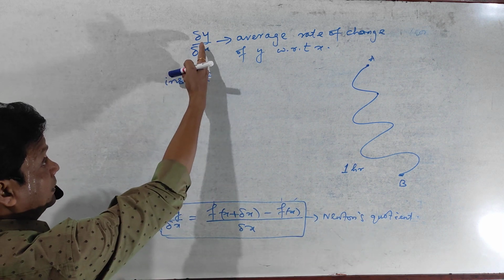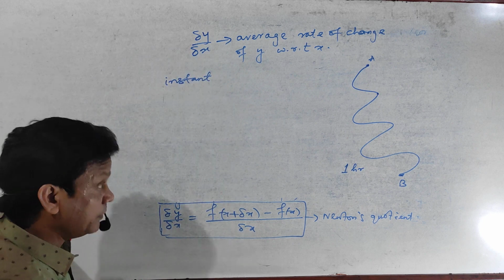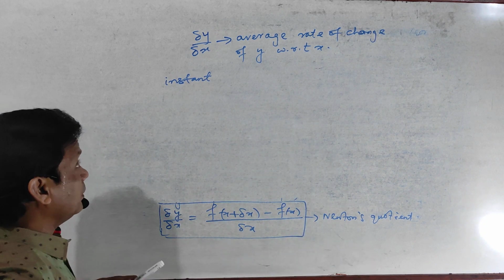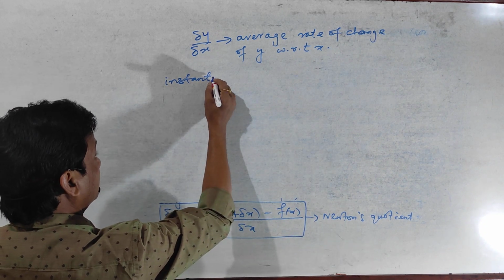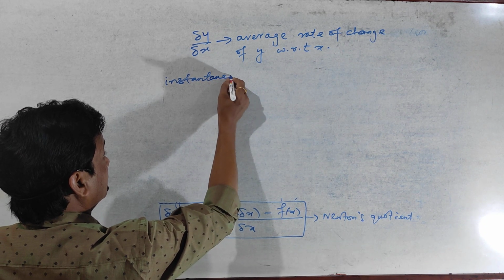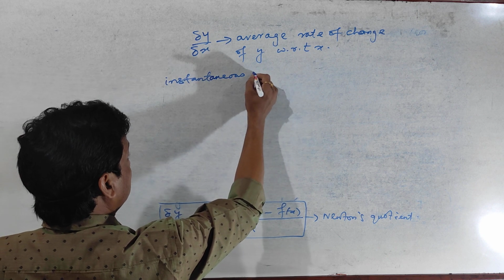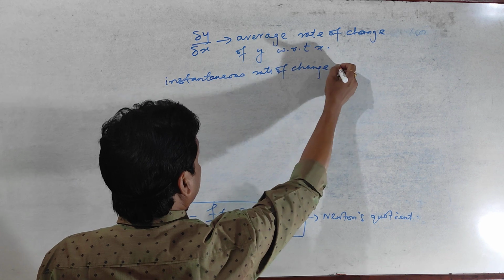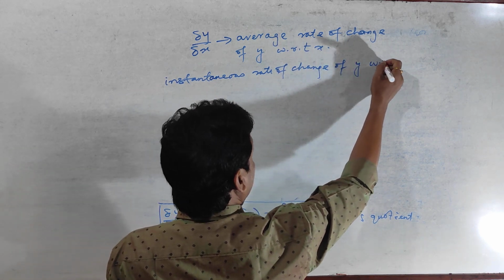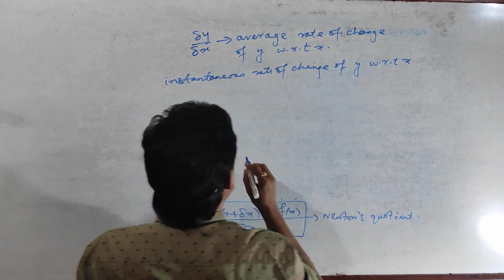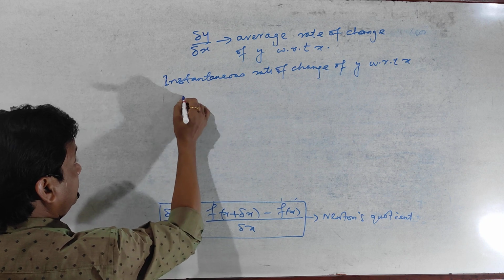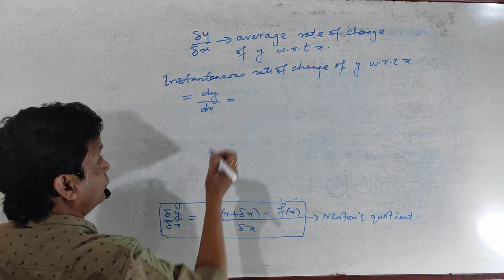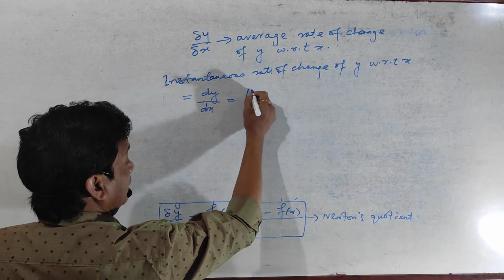This is the average rate of change of y, that means similar to average speed. Now, my question is what will be the instantaneous rate of change of y with respect to x? It is equal to dy by dx. And how to find out dy by dx?